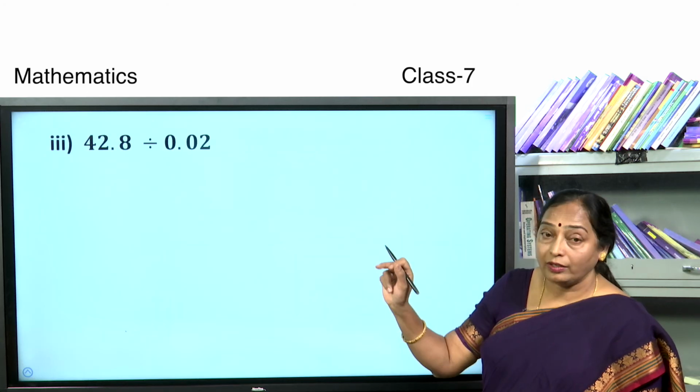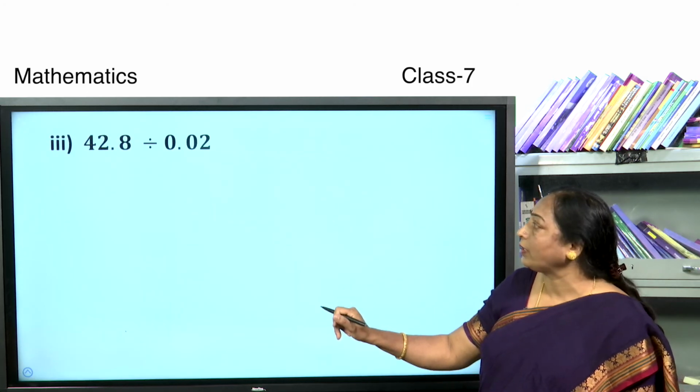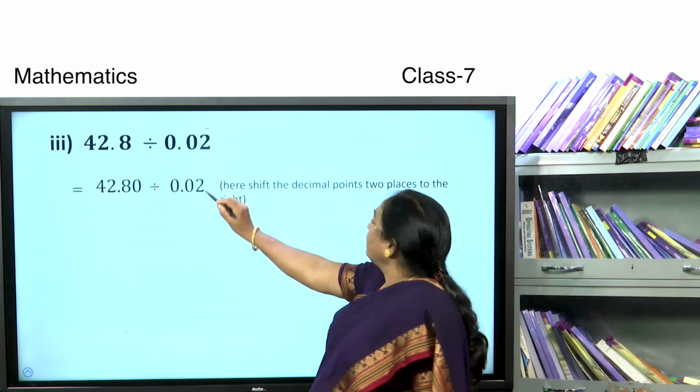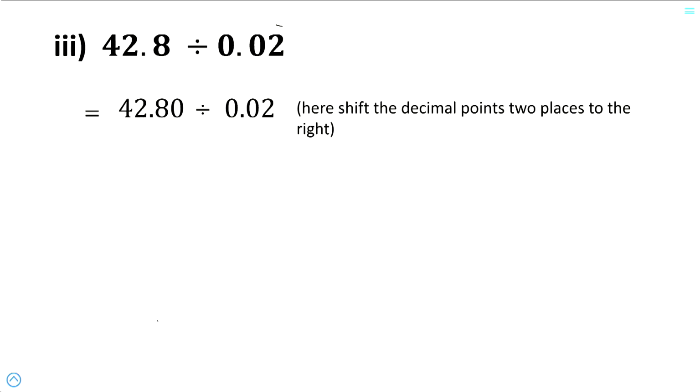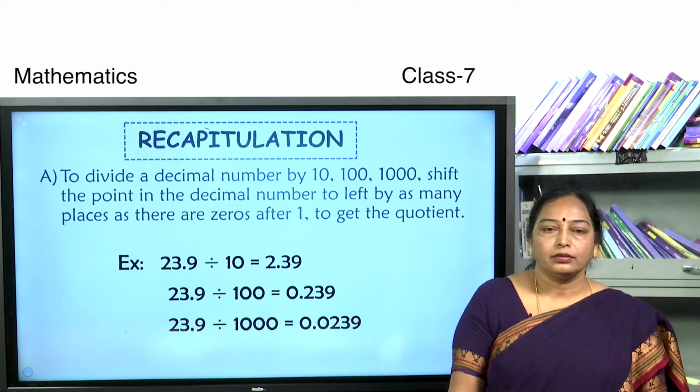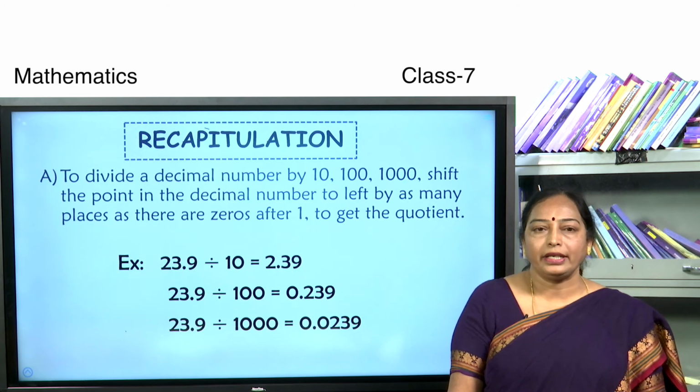First, convert the divisor into a whole number. Shift the decimal point 2 places towards the right. We shifted the decimal point 2 places to the right, we will get 4280 divided by 2. Divide it. 2 2s are 4, 2 1s are 2, 2 4s are 8, 2 zeros are 0. The answer is 2140. Children, recall the important concepts.